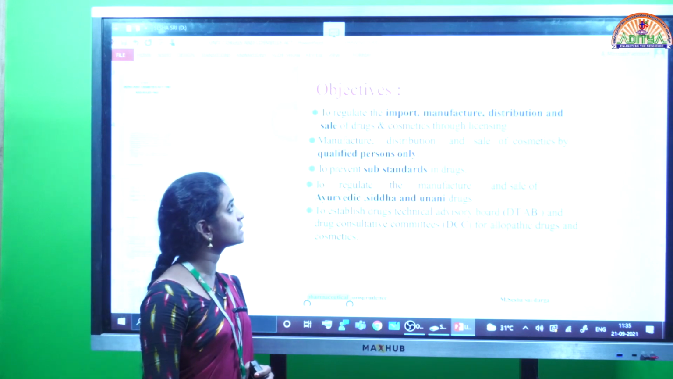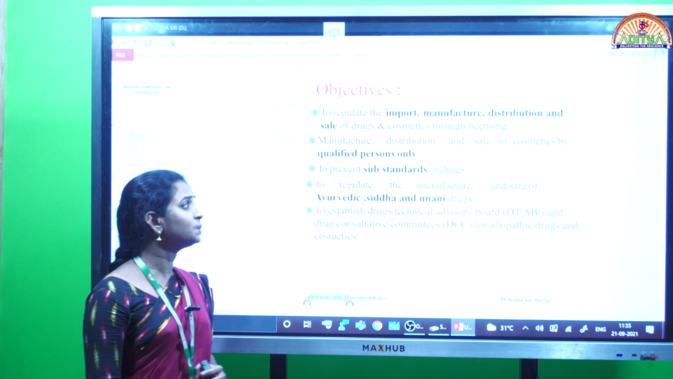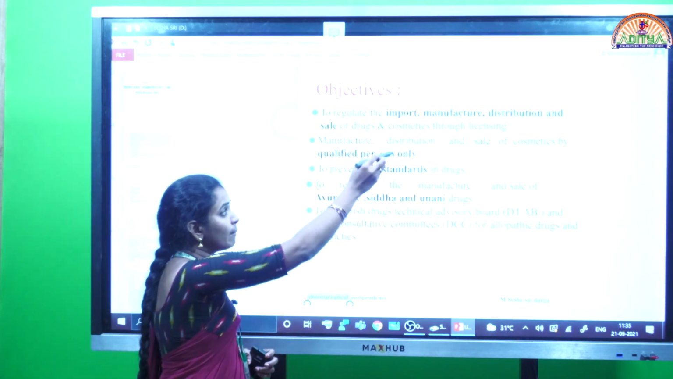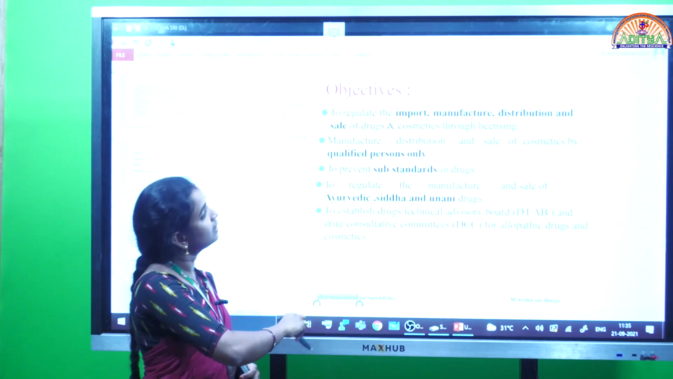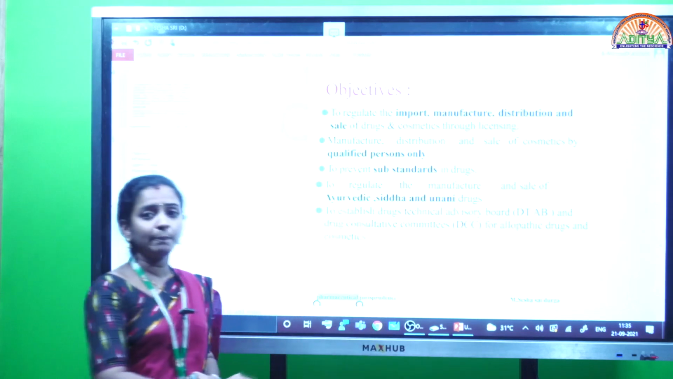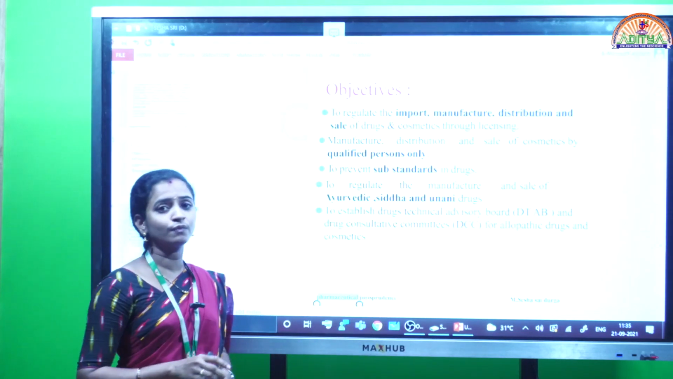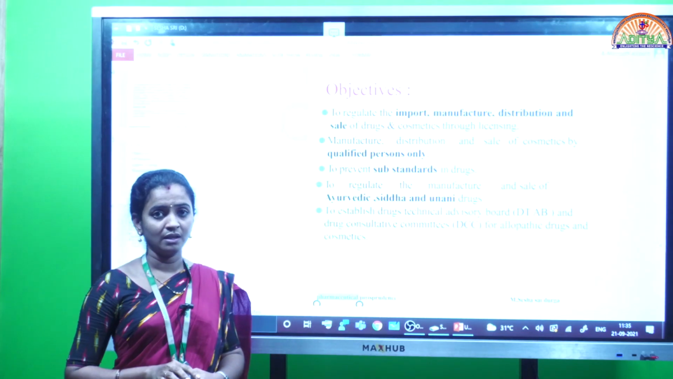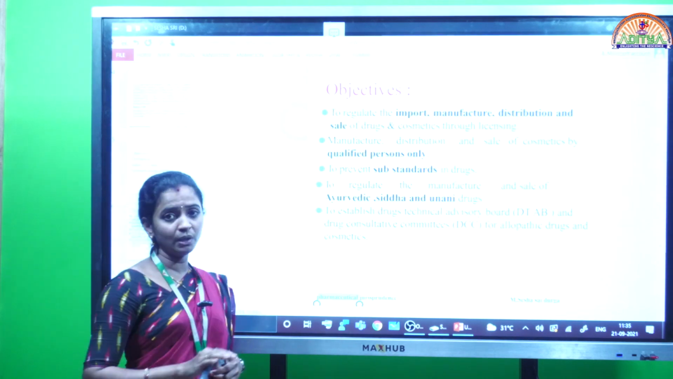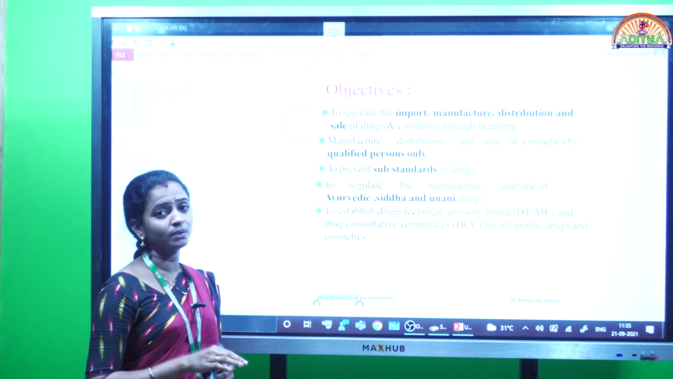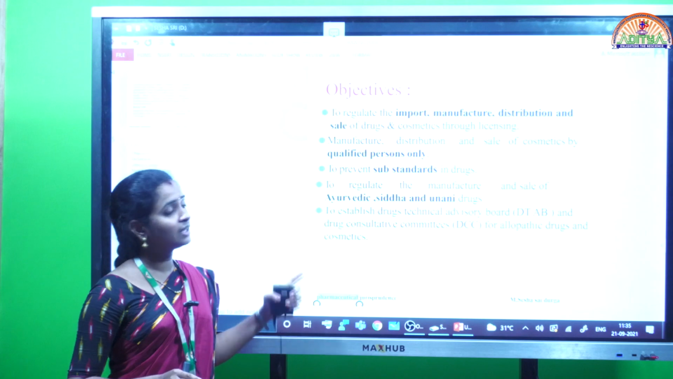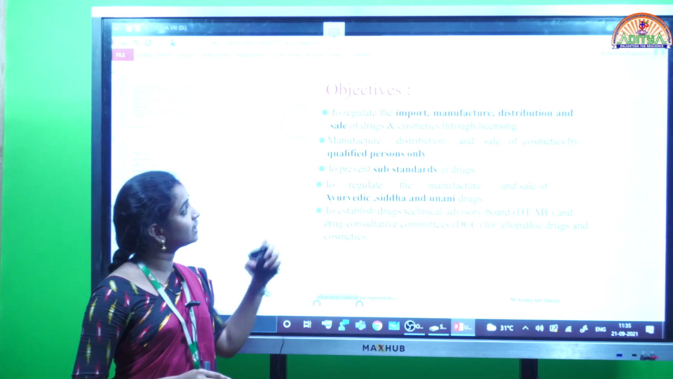Import, manufacture, distribution and sale of drugs through licensing. To proceed with the import, manufacture, distribution or sale, the people must gain a license from the licensing authority. After getting that license only, they are able to prepare, distribute, manufacture and sell.